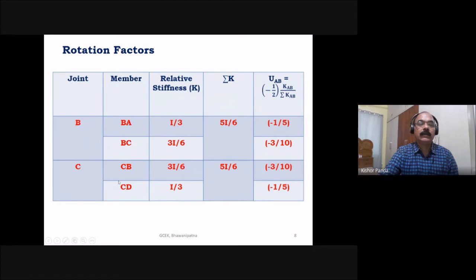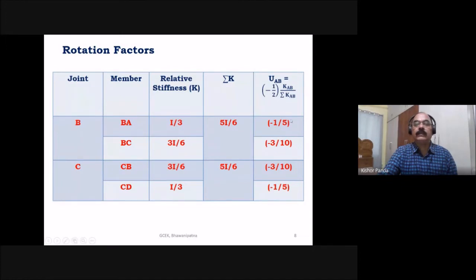Similarly, at joint C, two members meet, CB and CD. So the relative stiffness of joint C is KC equal to KCB plus KCD, equal to 3I by 6 plus I by 3. So this is equal to 5I by 6. So this is the relative stiffness of joint B and this is the relative stiffness of joint C. Then after getting the relative stiffness of the joints, you can find out the rotation factor. The rotation factor is equal to minus half the relative stiffness of the member divided by the relative stiffness of the joint.